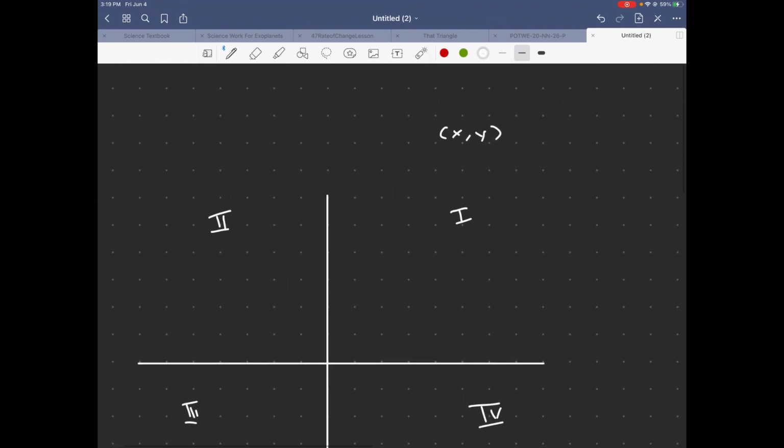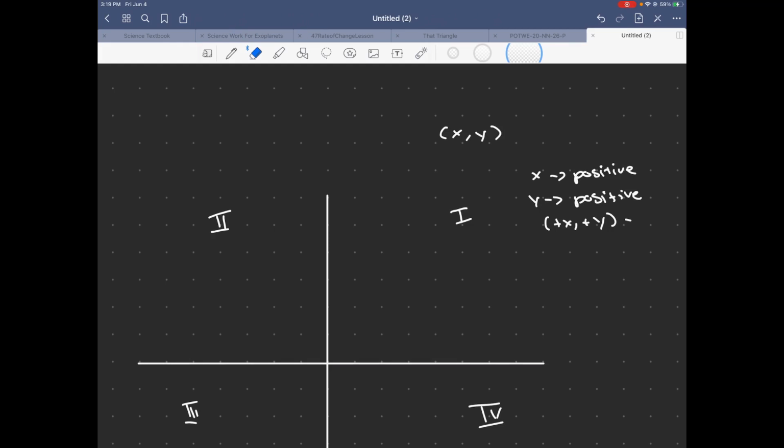Now imagine x was positive and y was positive. So it's plus x, plus y. That would mean that it would belong to quadrant number 1.